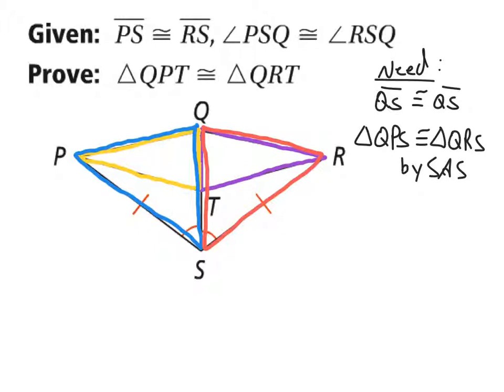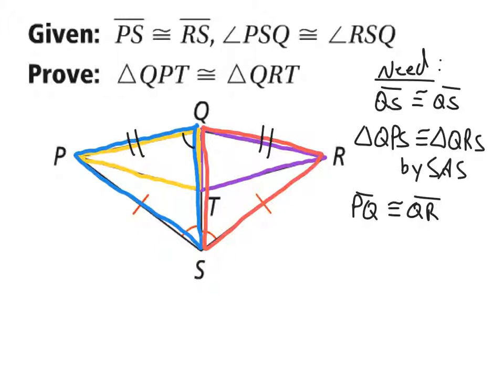Good. Once we have that, we now need to talk about congruent corresponding parts. You guys have told me that we now know that line segment PQ would be congruent to line segment QR, because they're congruent corresponding parts. But what else helps us in the gold and purple triangles? Which angles now?